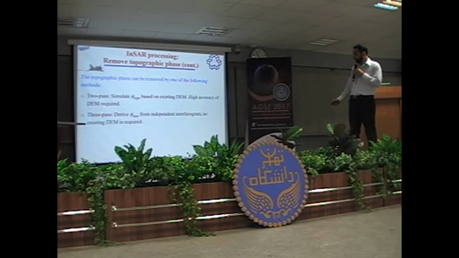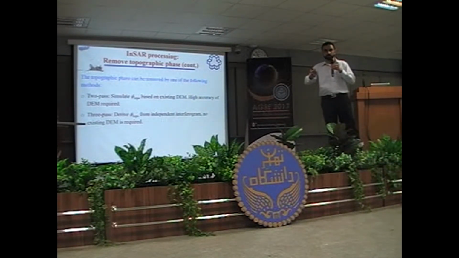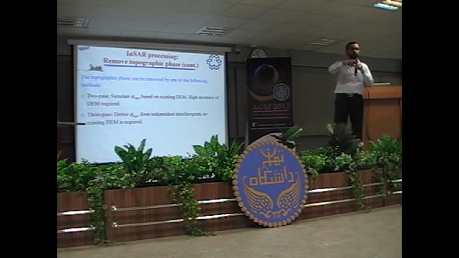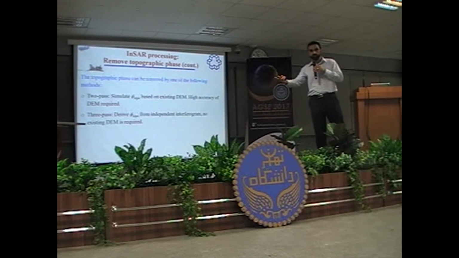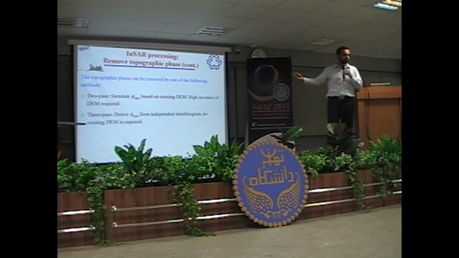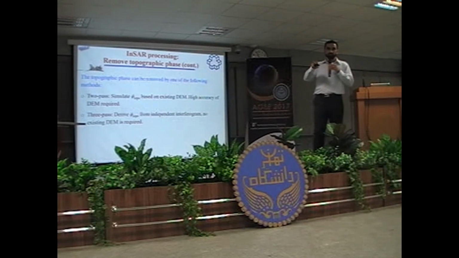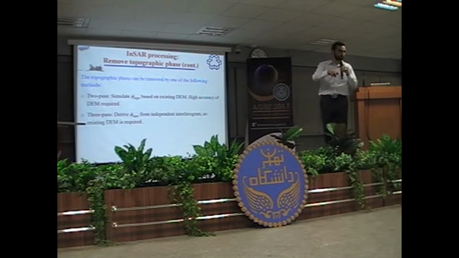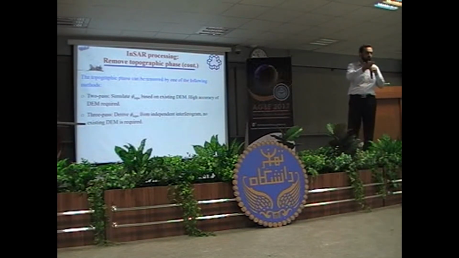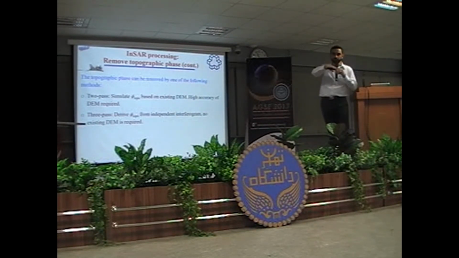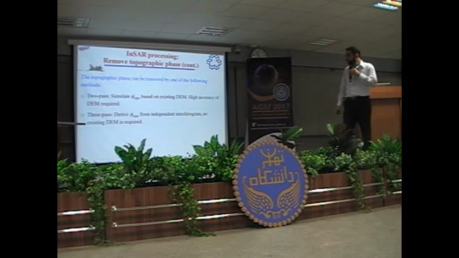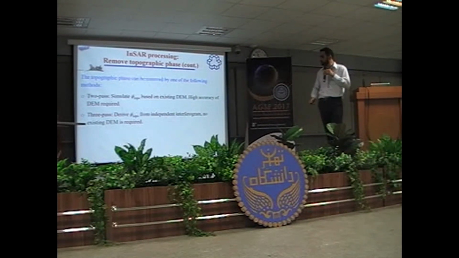What about when we have three passes? I mean three images: one pass, two pass, and three pass. For example, two passes before the earthquake and one pass after the earthquake. Now we have another possibility. From the first two passes, we can calculate the DEM, the digital elevation model, and remove that topography from the first pass and the after-earthquake pass. So if you have three passes, you can derive the topographic phase from the interferometry itself. You don't need any DEM in advance.